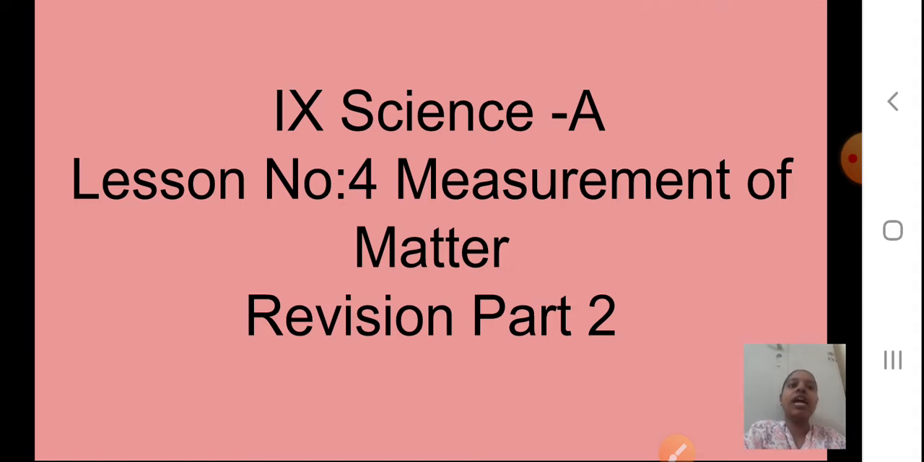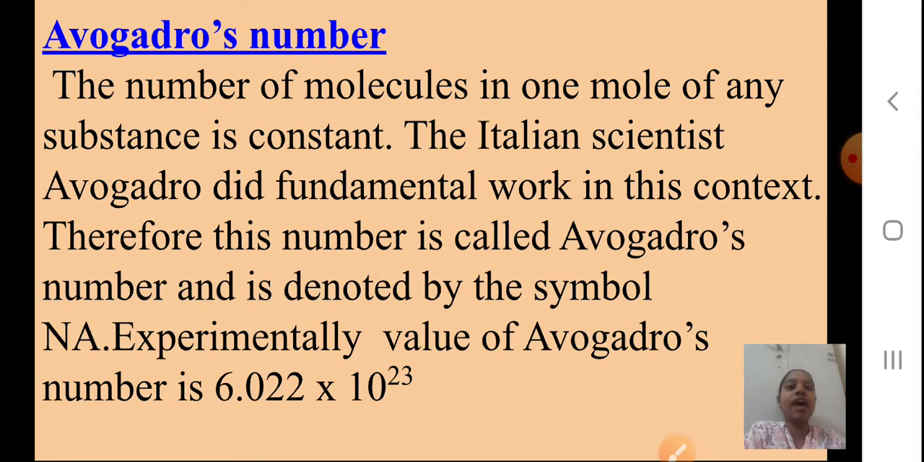Now, starting with the concept you studied, Avogadro's number. What is Avogadro's number? The number of molecules in 1 mole of any substance is constant. You have also studied the formula to calculate the number of moles. You remember, students, n is equal to what? Mass of the substance upon molecular mass of that substance. Yes, so the number of molecules in 1 mole of any substance is constant.